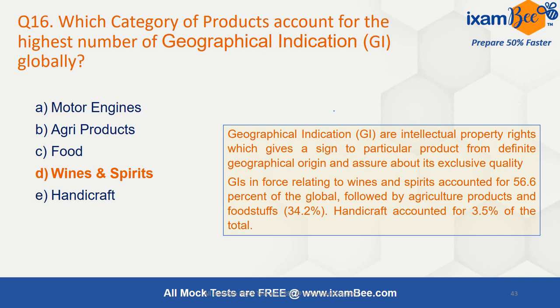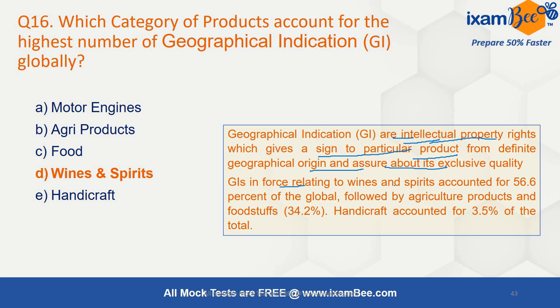Agriculture, of course, the variety has to be more, but these businesses are owned by farmers, while wines and spirits are owned by bigger companies. So these are bigger businesses. They must have applied for more GI tags, because the idea in GI is to protect the IP. Intellectual property rights are protected, which is given as a sign of a particular product from a definite geographical origin and assures its exclusive quality.